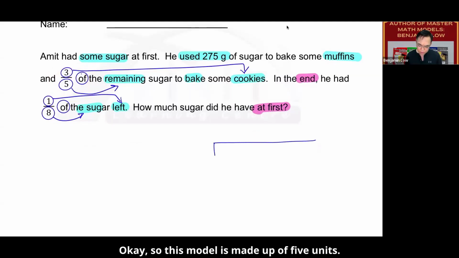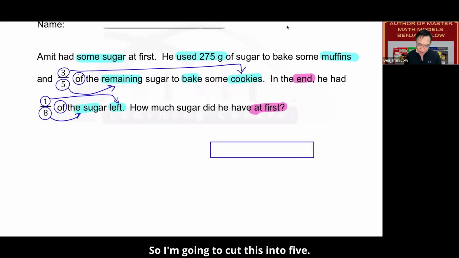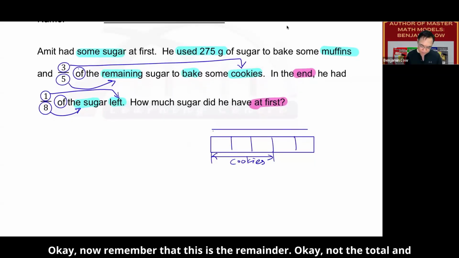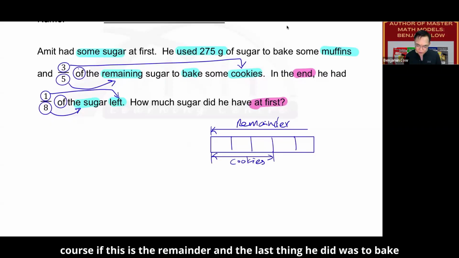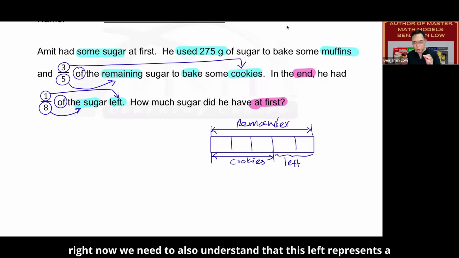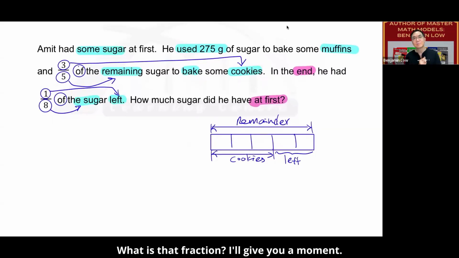This model is made up of 5 units. You can see it from here. And out of this, 3 was used to bake cookies. So I'm going to cut this into 5. And of these, 3 were used to bake cookies. Now remember that this is the remainder, not the total. And of course, if this is the remainder and the last thing he did was to bake the cookies, then he did nothing else. So what you're looking at here is what is left. Right now, we need to also understand that this left represents a fraction of the total. What is that fraction? I'll give you a moment.